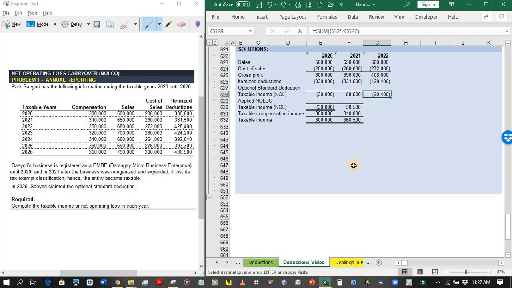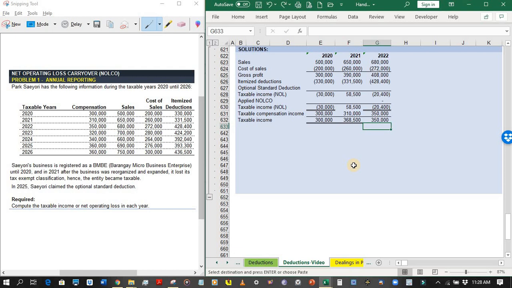20,400. And again, the 20,400 net operating loss cannot be deducted from the compensation income because the net operating loss can only be deducted from business income. So our taxable income for 2022 is the compensation income of 350,000 pesos. Now we have a net operating loss in 2022, which is 20,400. So does it qualify for the 3-year deductibility against gross income?